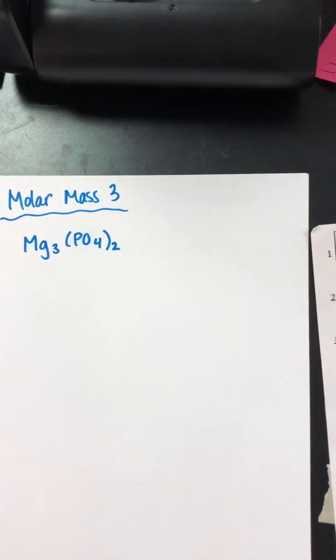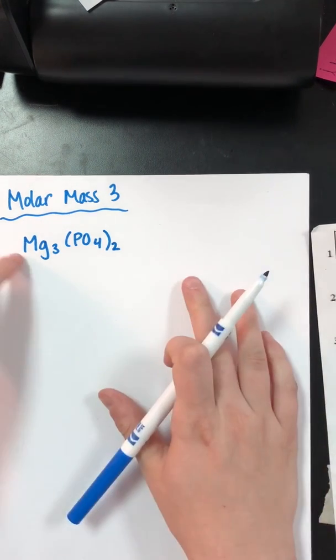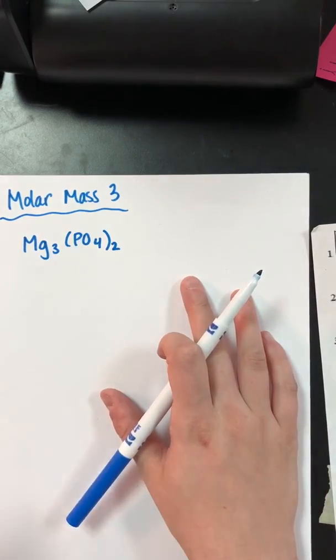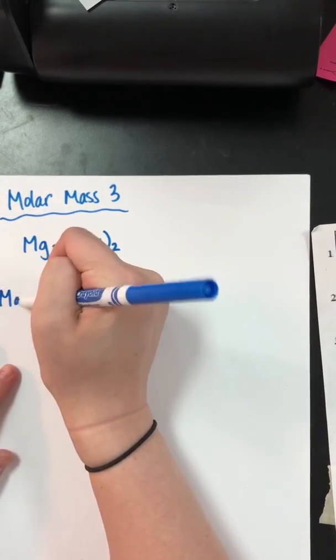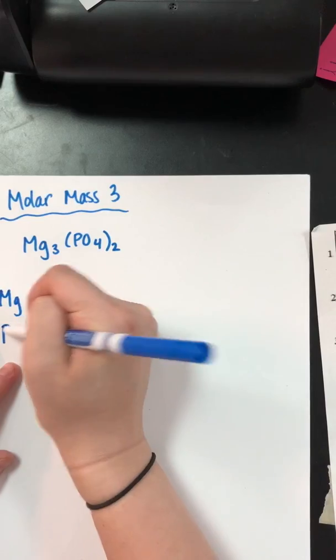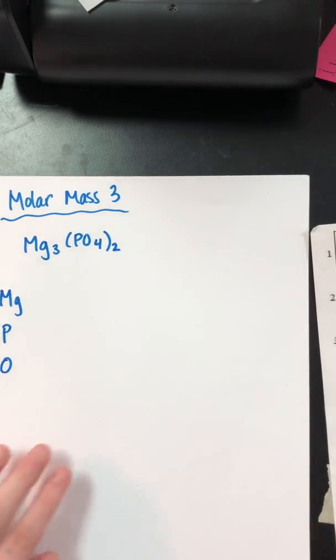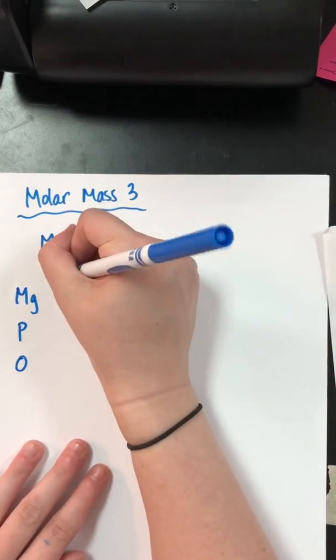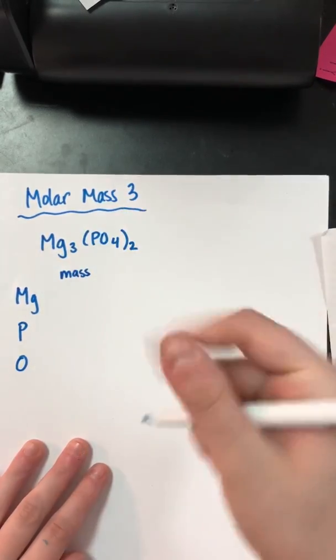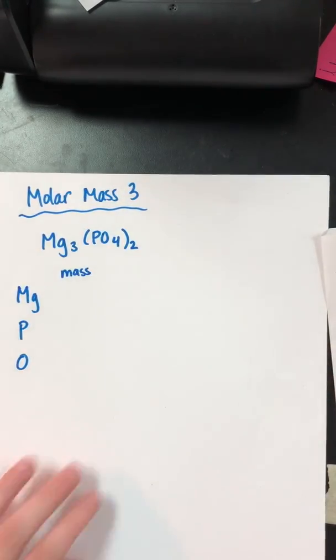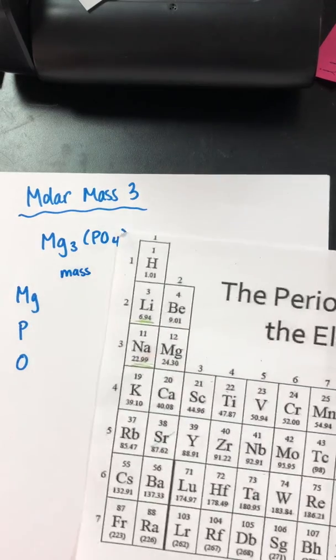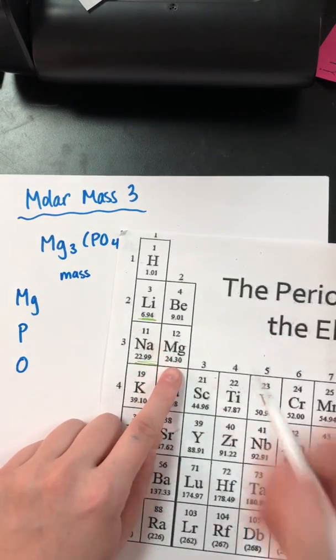So the preliminary steps are exactly the same as any other molar mass problem. The first step is to write down each of the atoms. So I see magnesium, P for phosphorus, and O for oxygen. Then what I need to do is look on the periodic table and find the mass of each of these elements. So I'll use my periodic table and find the mass.